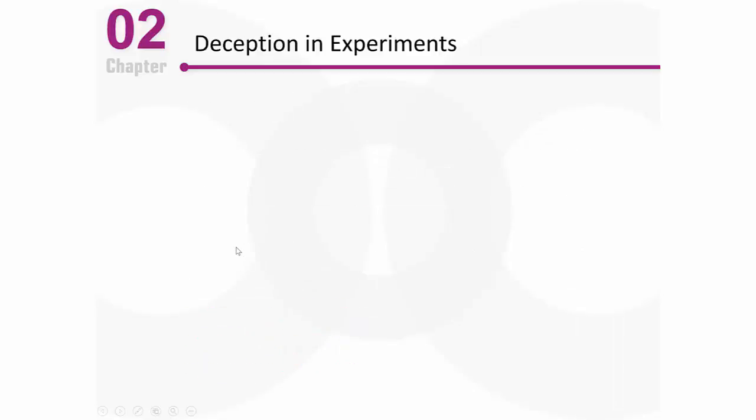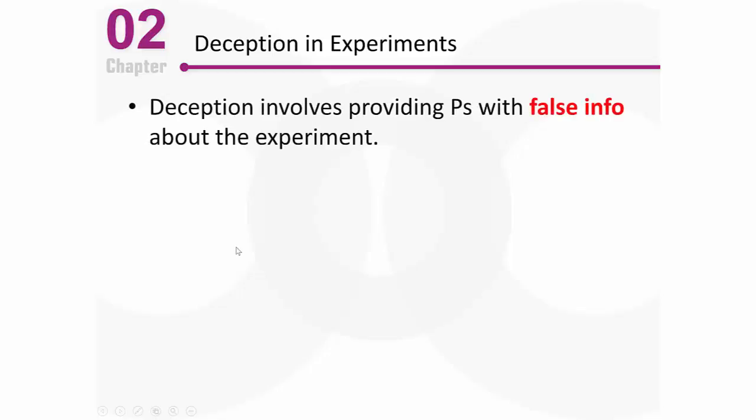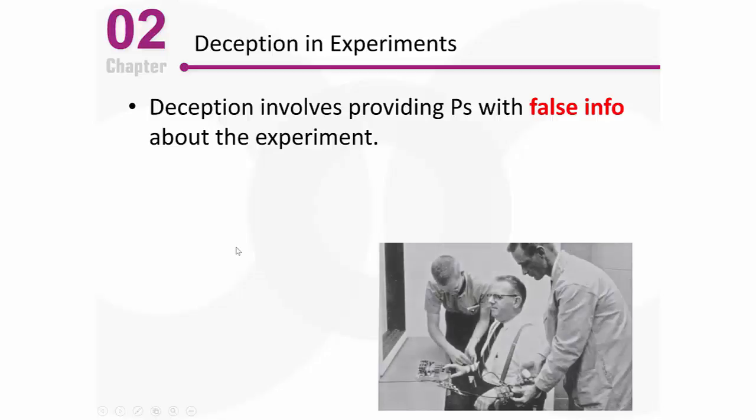All right, we're getting close to being done here. You might have noticed that a lot of social psychologists do research where they're not always completely honest with their subjects. So let's talk about deception in these experiments. Deception, as is pretty obvious, involves providing the participants with false information about the experiment. Now, obviously, in Milgram's study, he provided people with false information about the experiment.